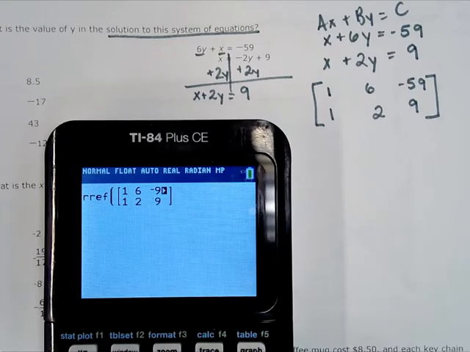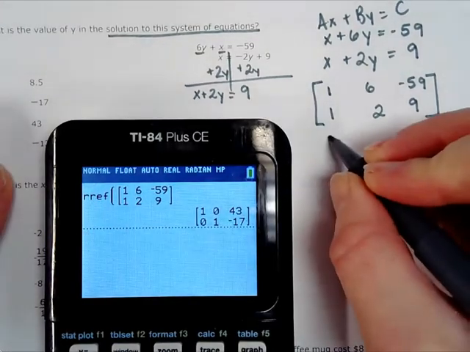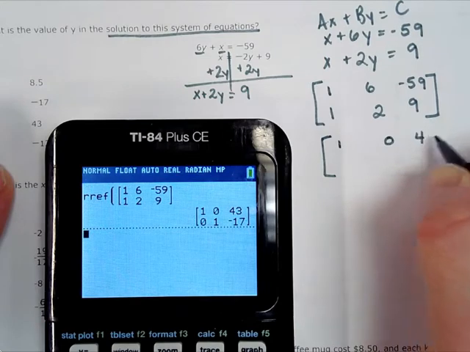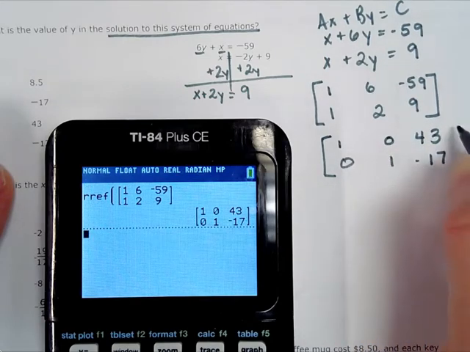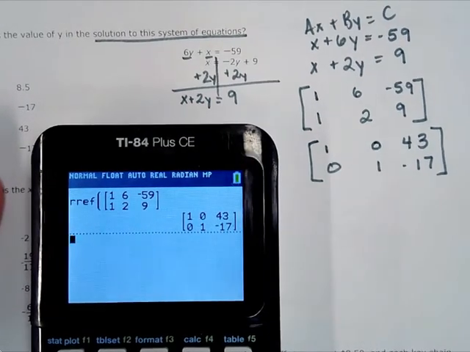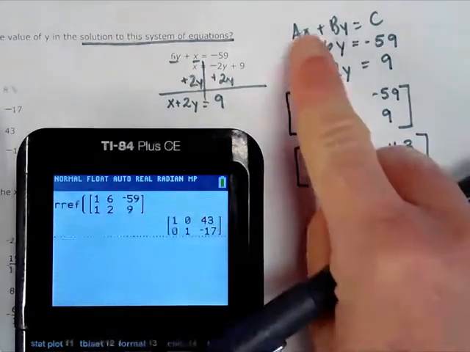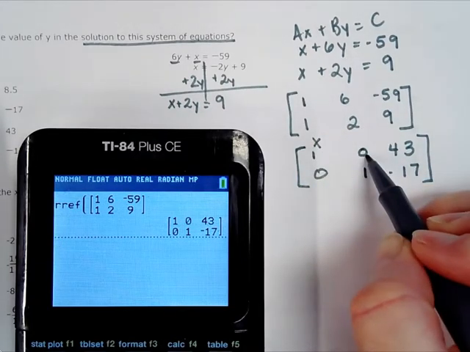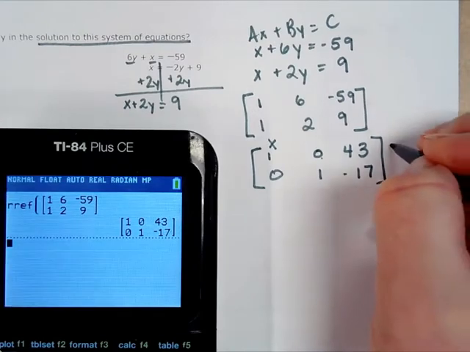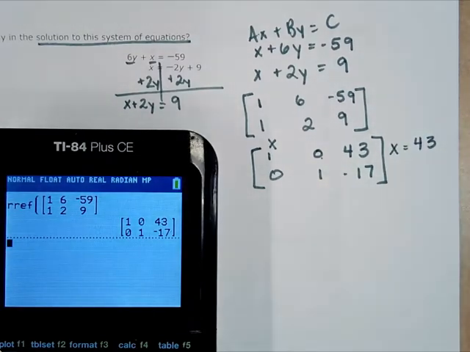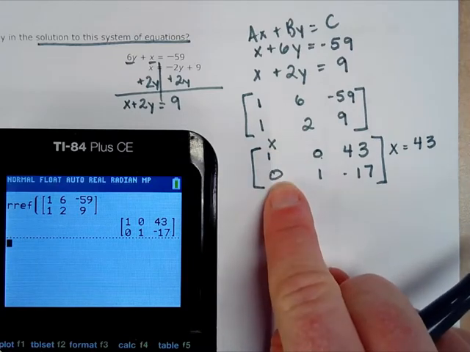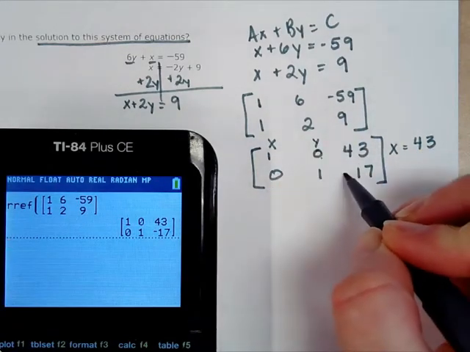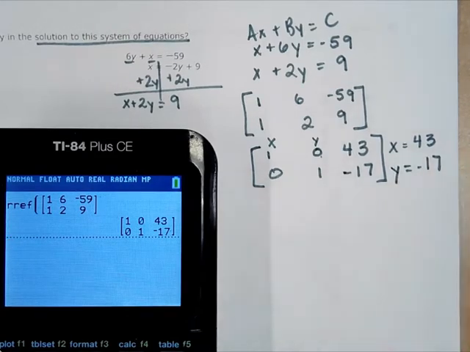I messed something up, didn't I? Did y'all see that on my matrix? I put negative 9 instead of negative 59. Now I fixed it. And so once you have that in, push enter. And so our output is this. And so what this means is because we did x first, that's 1x plus 0y equals 43. Or just x equals 43. Then 0x plus 1y equals negative 17. So y equals negative 17.